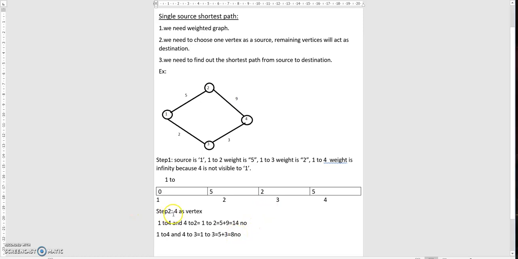So this is the final shortest path from the source to each and every vertex. From 1 to 1 I got 0, 1 to 2 I got 5, 1 to 3 is 2, 1 to 4 is 5. These are all the shortest paths from 1 to the remaining vertices.